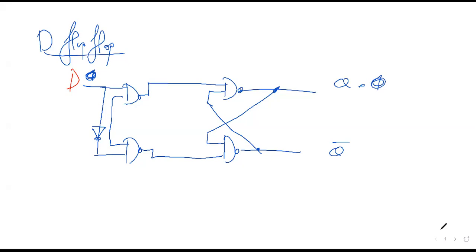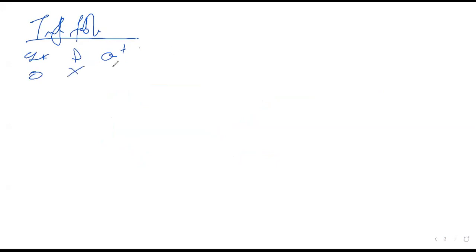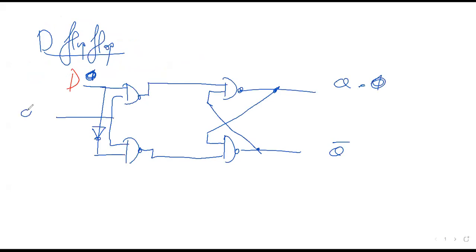All right, to the truth table of the D flip-flop. I have the clock, I have the D, I have the Q next. If clock is equal to 0, what happens? Whatever the input, we have the memory state. So here we have Q. This is the memory state. I probably didn't explain this last time. What happens if my clock is 0?